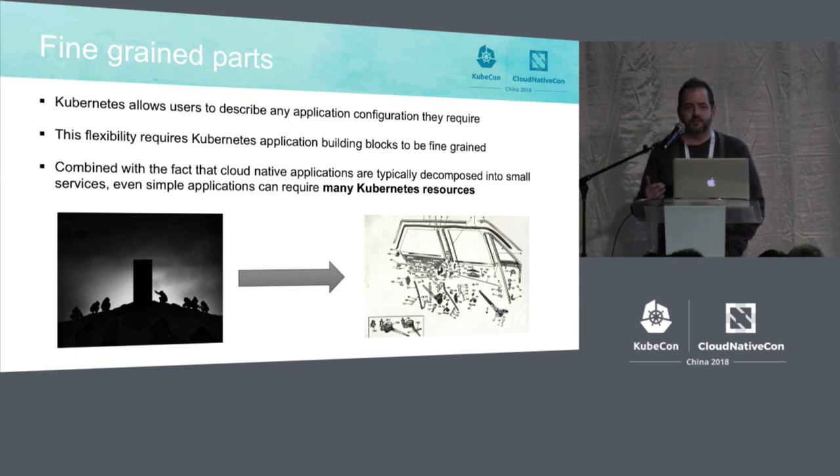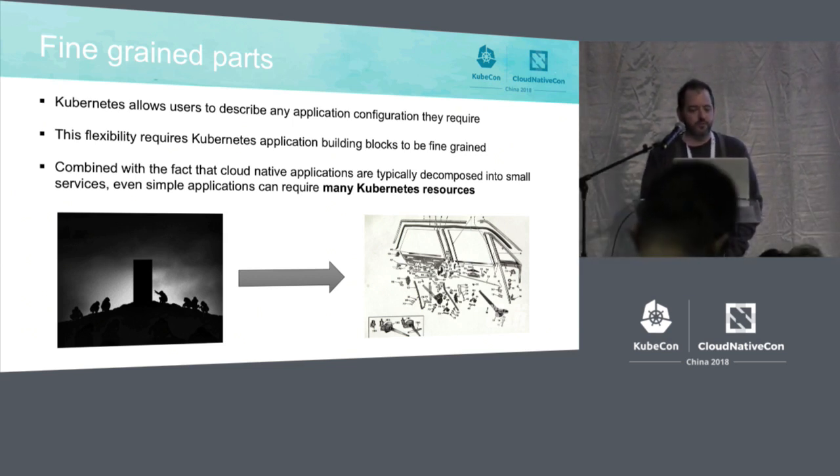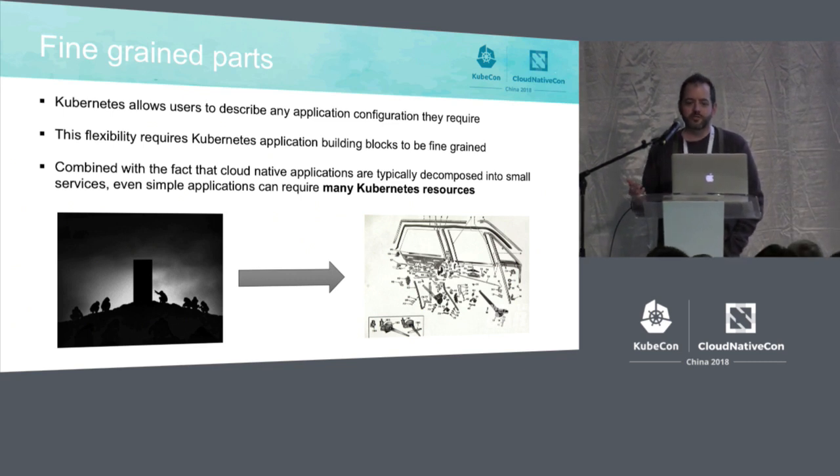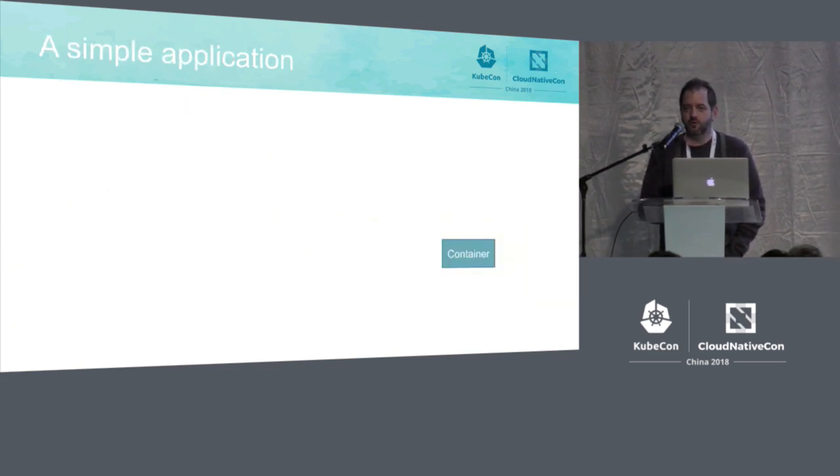So we have all this great software, and some of it's not necessarily ready for Kubernetes just yet, but we can deploy on Kubernetes in a very flexible way, but that also means that something simple could require a whole bunch of Kubernetes resources. So let's define something simple. How do we containerize an app?